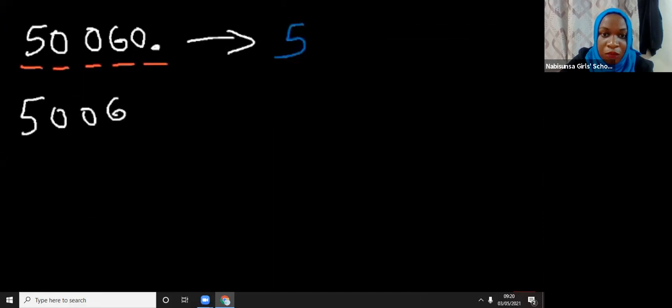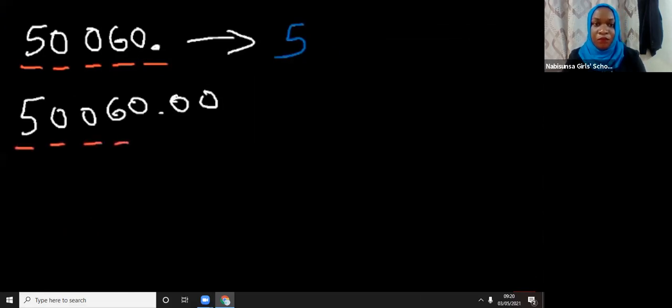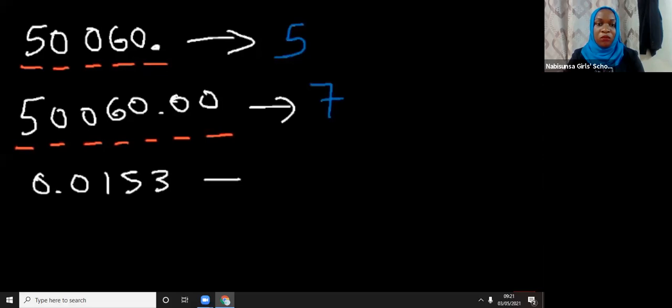Now what about this one? So all of the in-between zeros and the 3 trailing zeros to the right of the 6, they're all counted. So in this case, we have 7 significant figures. Now let's say if we have a very small number, 0.0153. How many sig figs do we have? Now the zeros to the left of a non-zero number are known as leading zeros, and they're not counted as significant. So these 2 leading zeros are not counted, even if there's a decimal point. So we only have 3 significant figures.